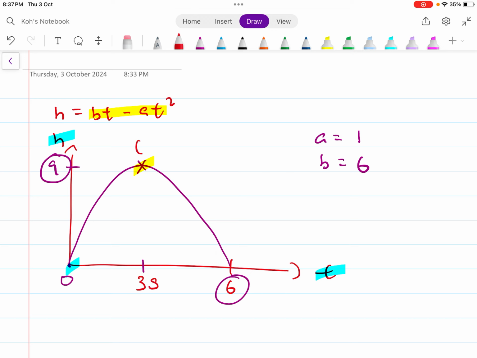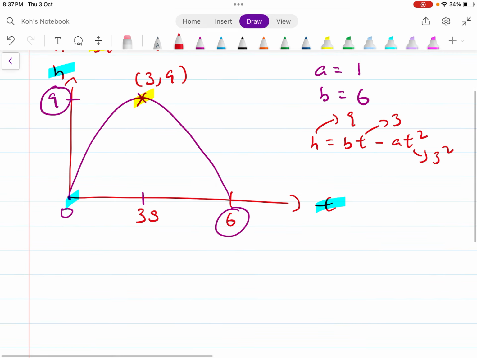So I already have one coordinate. The x coordinate is 3, the y coordinate is 9, so just sub in. For example, h is equal to bt minus at squared. Of course the t is 3, so this is 3 squared, and the h is 9. So this gives you 9 equals 3b minus 9a. That's the first equation. I simplify first, dividing by 3 throughout, so this gives 3 equals b minus 3a. This is my first equation.